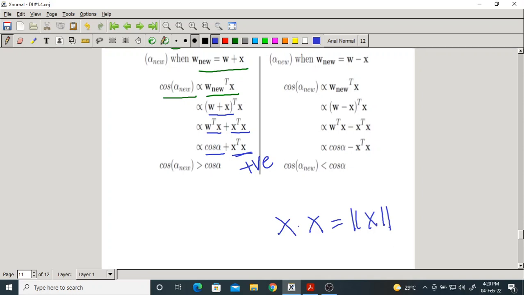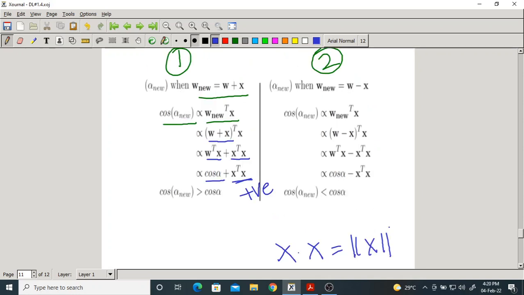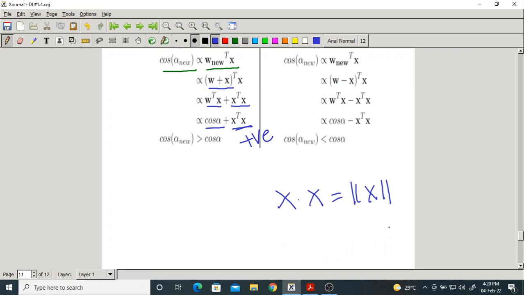Mod X or norm X, it is positive. Now what happened here? Since this is positive, cos alpha nu is more than cos alpha. Is it clear? You know already, cos is a decreasing function of its argument, something like this.